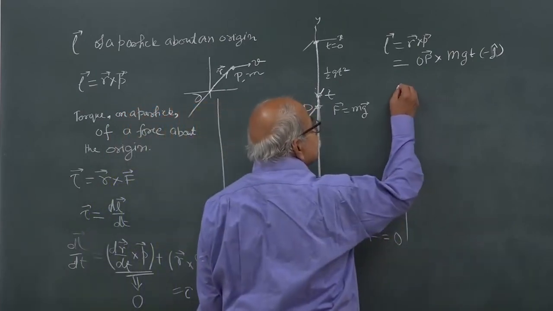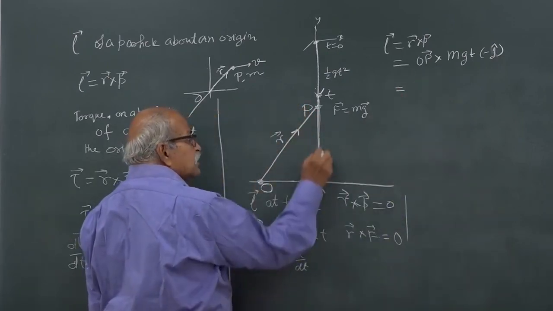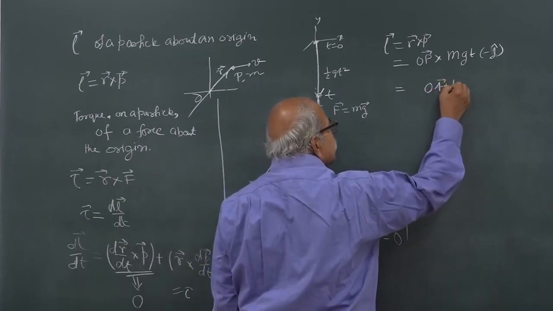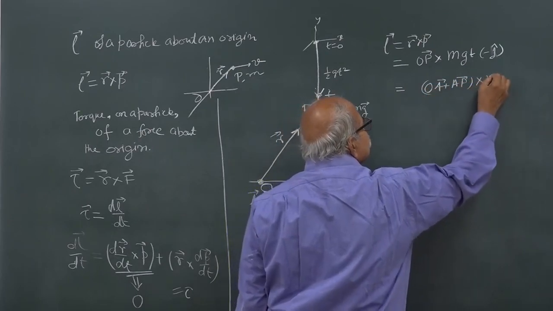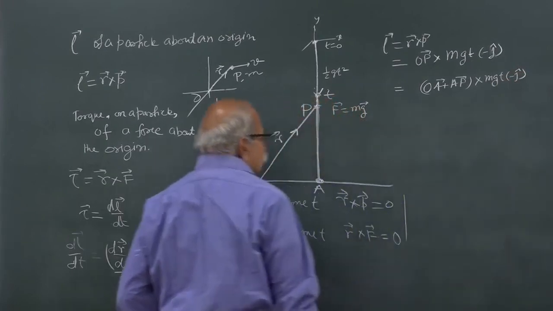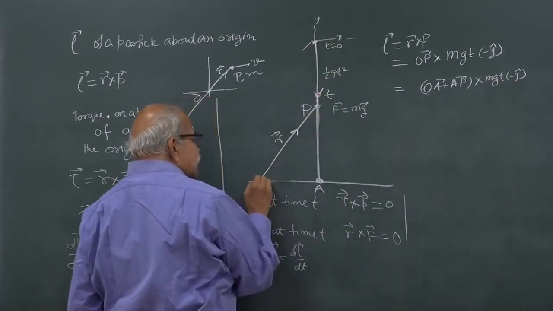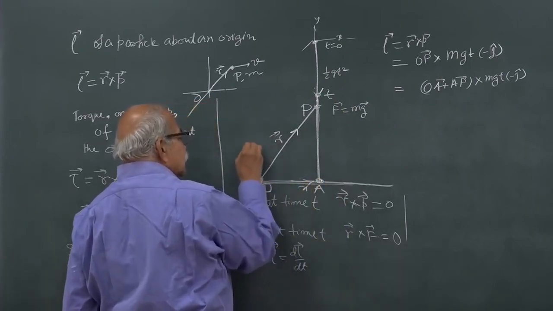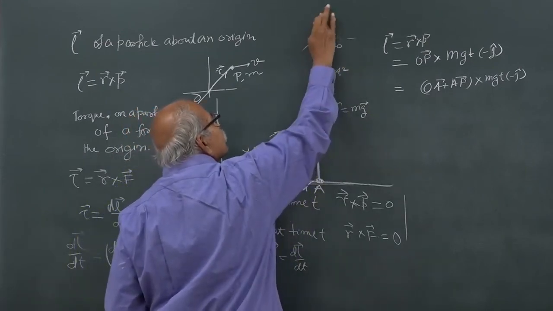And if I work it out, this OP vector is OA vector plus AP vector, and cross mgt and then minus j cap. OA, this is x direction. So, let us take origin here and this is our x direction, this is our y direction and the z direction is here. So, this was earlier.